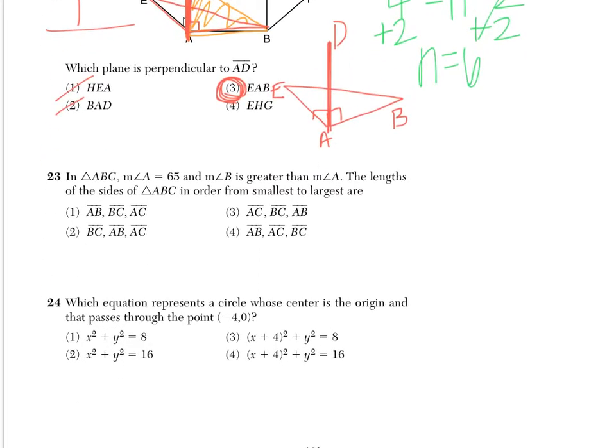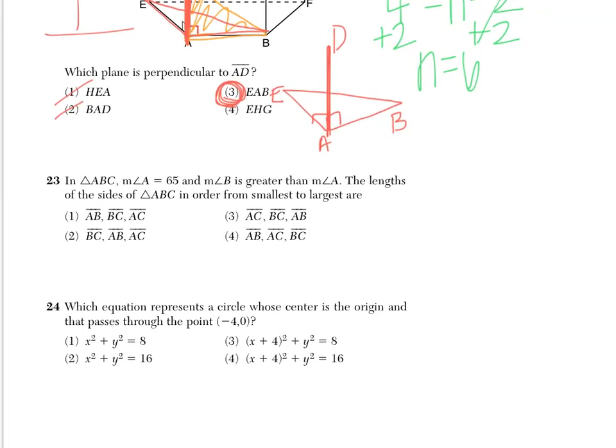Number 23 says, in triangle ABC, the measure of angle A is 65 and B is greater than A. The lengths of the sides in order from smallest to largest are... So I'm going to sketch this picture where we have A, B, C. A is 65 and B is something greater than A. So let's say 80. You can choose whatever number you want as long as it's smaller than 115.